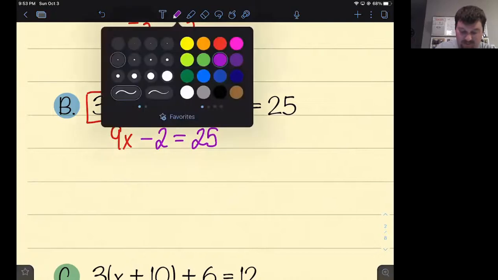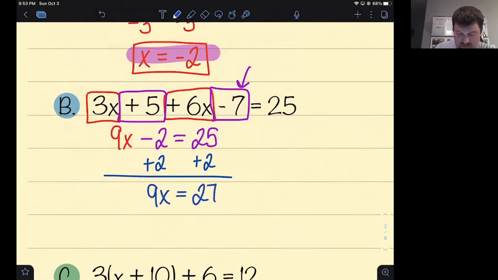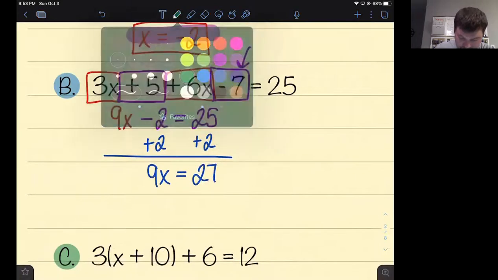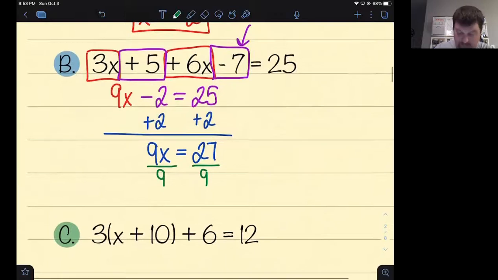Okay, now I've got a two-step equation where I'm going to add 2 to both sides to get 9x equals 27. And now I'm going to divide both sides by 3, or by 9. I'm not sure why I said by 3. Probably because 3 is my answer. X is going to give us 3.